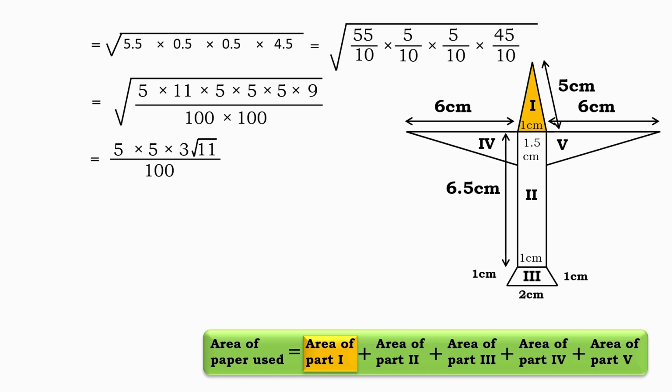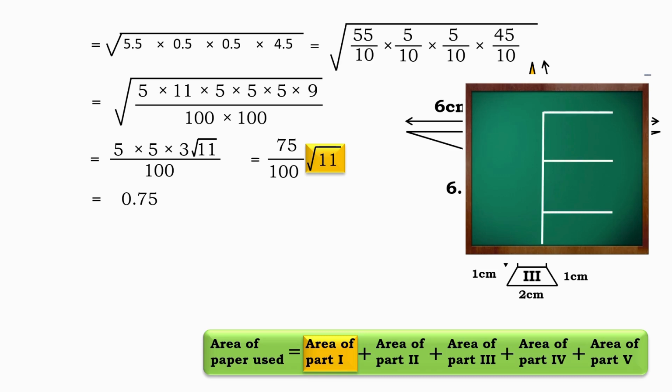Divided by 100, there is a pair of 100, so 100 will come out from the square root. So which is coming 5 into 5 is 25 into 3, 75 by 100 square root of 11. So 75 by 100 is 0.75 square root of 11.